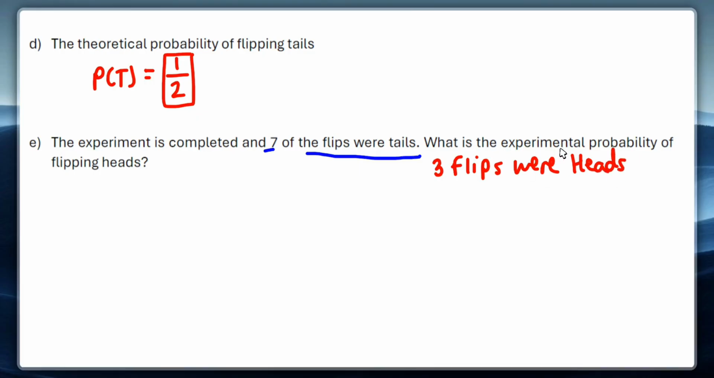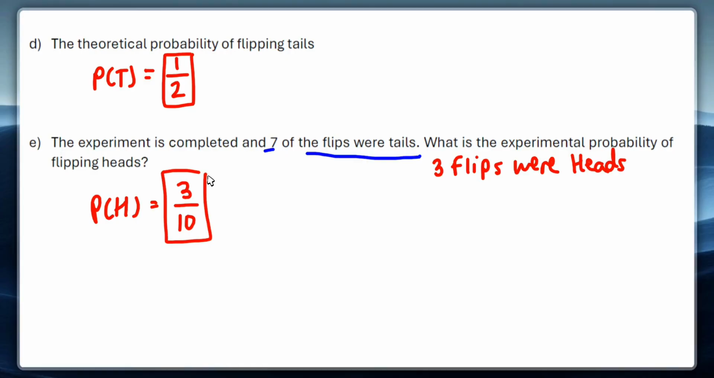And so if they ask us what is the experimental probability of flipping heads, the experimental probability is what actually happened. How many flips did we get that were heads? 3 out of the total 10. So there it is. Your experimental probability for flipping heads for this particular experiment with the data that we're provided is 3 over 10.